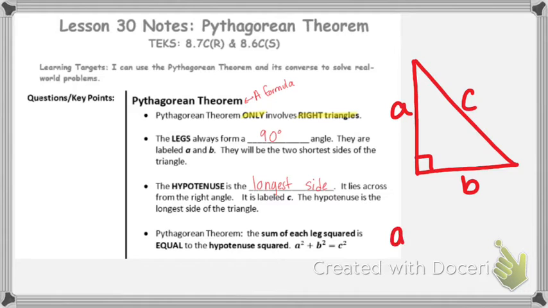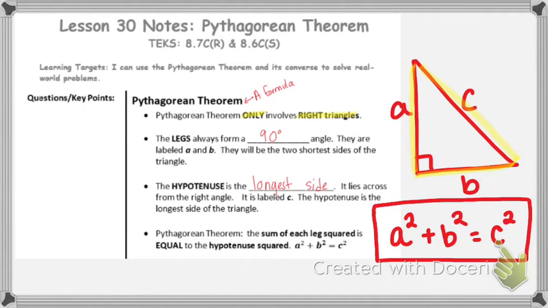So we're going to get what A is here, and we're going to square it. That's an exponent too. We're going to add B, which is this side length here, and we're going to square that. With this theorem, if you have A and B squared and added to each other, it's going to equal C, the hypotenuse, squared. This is the formula of the Pythagorean theorem.